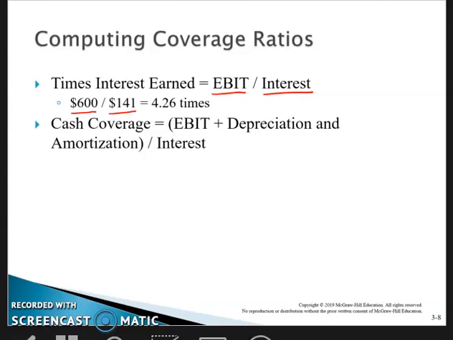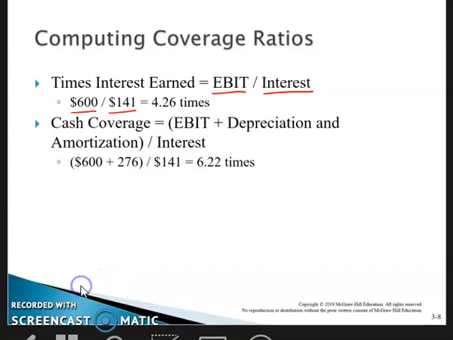Next, we have cash coverage. So the EBIT plus depreciation and any amortization, divided by interest. So we're adding back those non-cash items. So our EBIT was just like before, 600 million plus 276 million of depreciation and amortization, so that's 6.22 times. So it appears that the company should be able to meet its debt service requirements.